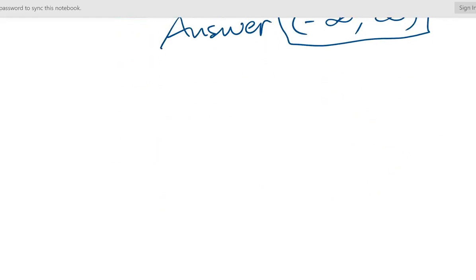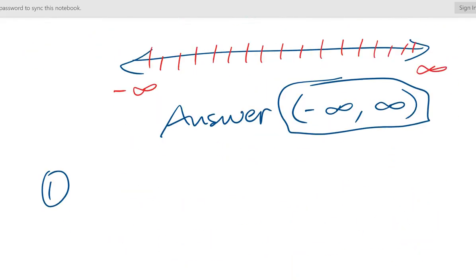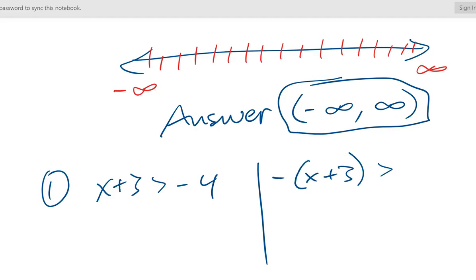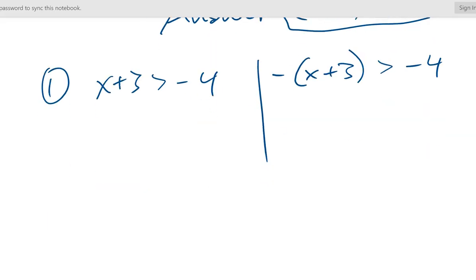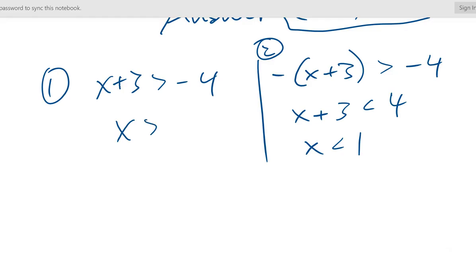Okay, so what if you didn't see that? Well, what you could do is just do case 1, x plus 3 greater than negative 4. Case 2, negative x plus 3 is greater than negative 4. When you multiply both sides by a negative over here on the right, this is case 2, just flip the inequality sign. And then when you subtract 3 from both sides, you get x is less than 1. Over here, when you subtract 3 from both sides, you get x is greater than negative 7.